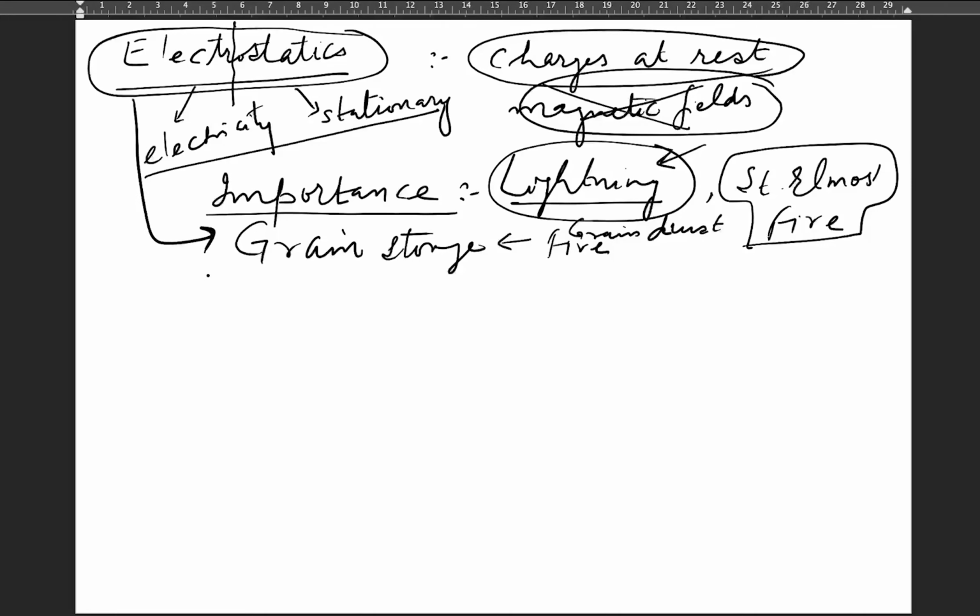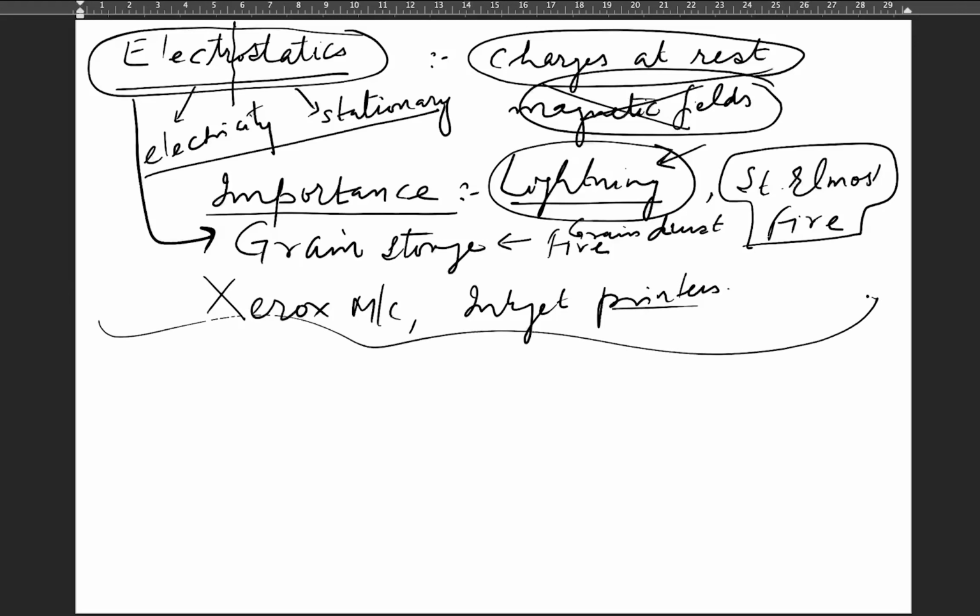Now there are many applications like Xerox machines and inkjet printers. They all work on the principle of electrostatics. So even though it is a very simple subject, we should understand that there are so many things which are dependent on electrostatics only. So where do we start? As usual, we will see the most basic law governing electrostatics. The law is Coulomb's law.